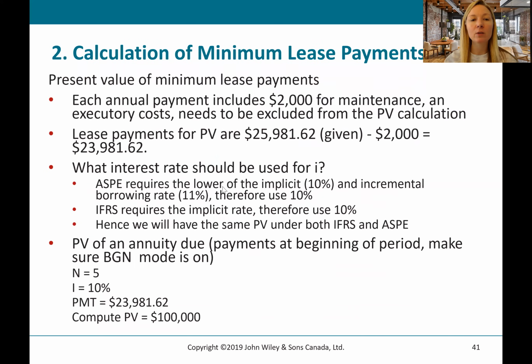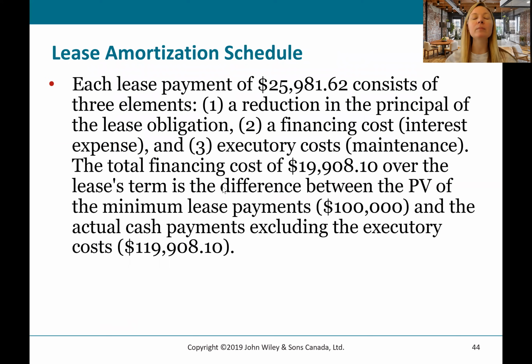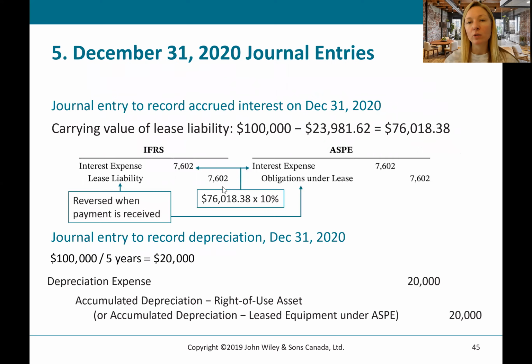Okay, so let's go through there. On the lease amortization schedule, it's just important to recognize that each lease payment consists of a reduction in the principal, a financing cost, and an executory cost, although we did take that out of the present value. So we just need to remember to always do that $2,000 payment as well. So our December 31st, 2020 journal entries.